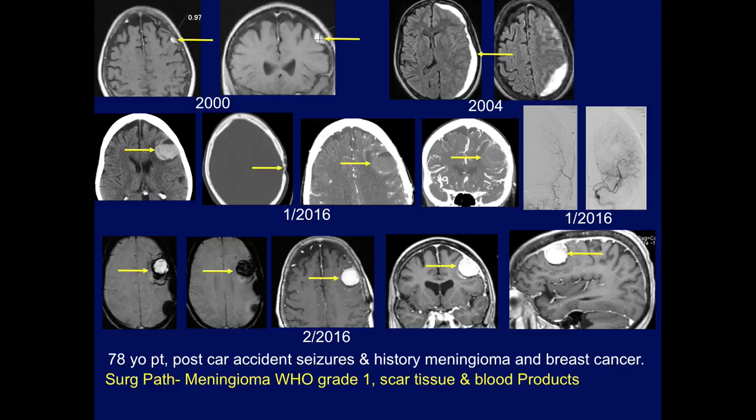So just to point out that these cases of bleeding meningiomas always have some confounding factors. But there was no metastatic tissue. It was strictly meningioma, scar, and blood product. And this is the last image I want to show on the series of talks on meningiomas.